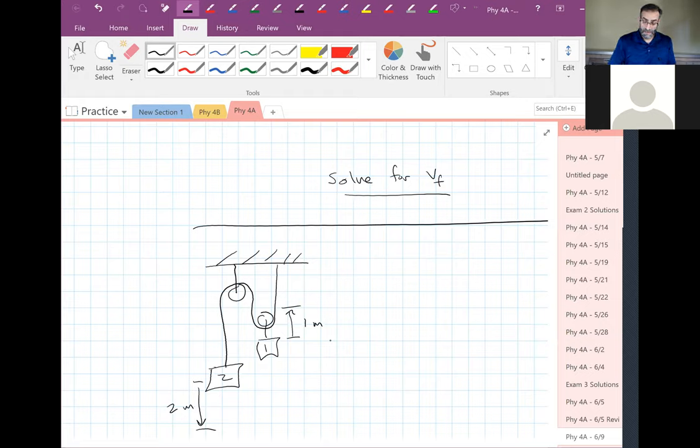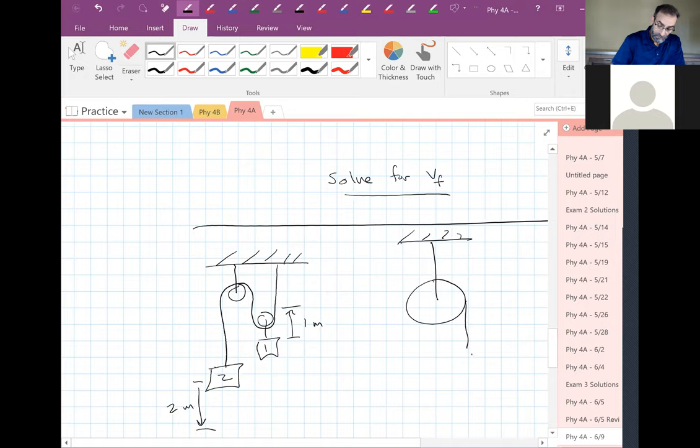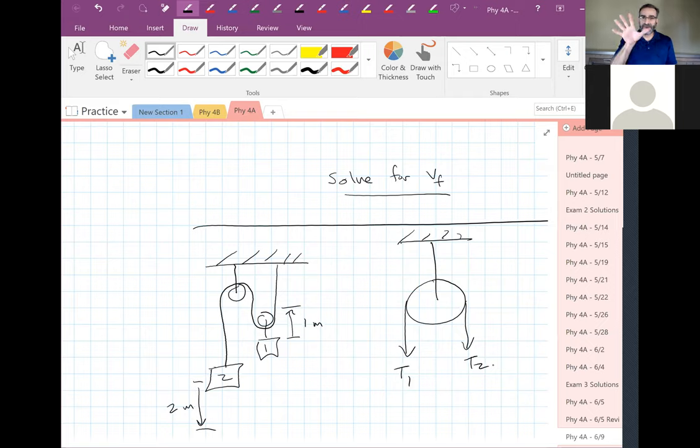Question: is it always true the tensions are different with a weighted pulley? If there's acceleration, so if I have a pulley sitting there at rest, not rotating, what do I know about T1 and T2? They're the same, right? And if it's rotating with a constant angular speed, and alpha is equal to zero, then I also know T1 and T2 are equal, right?